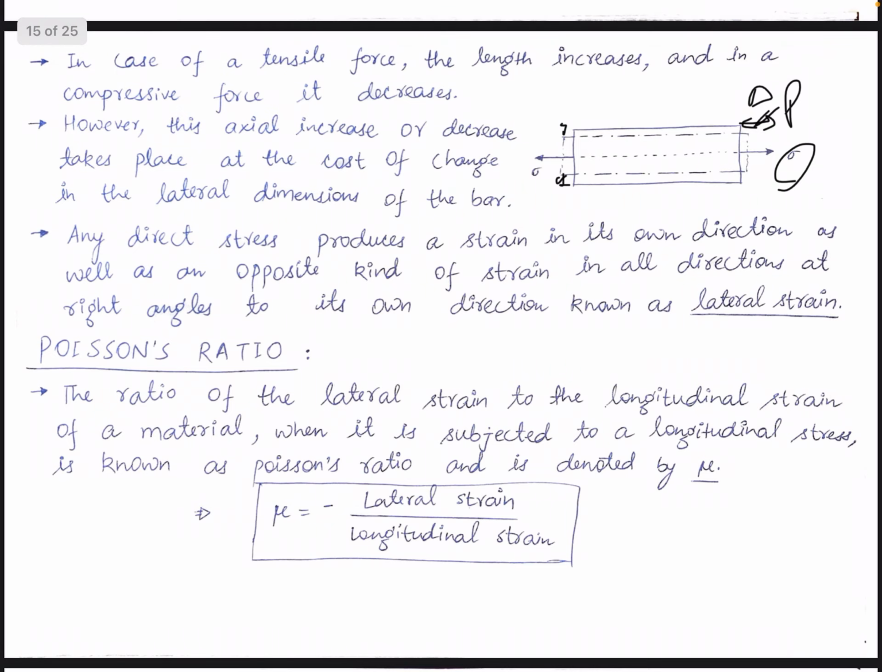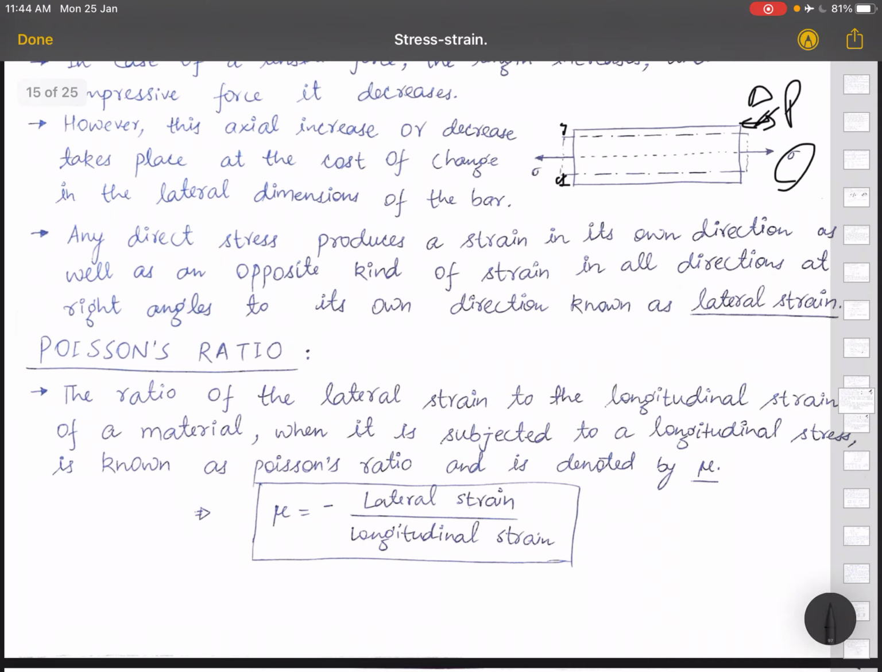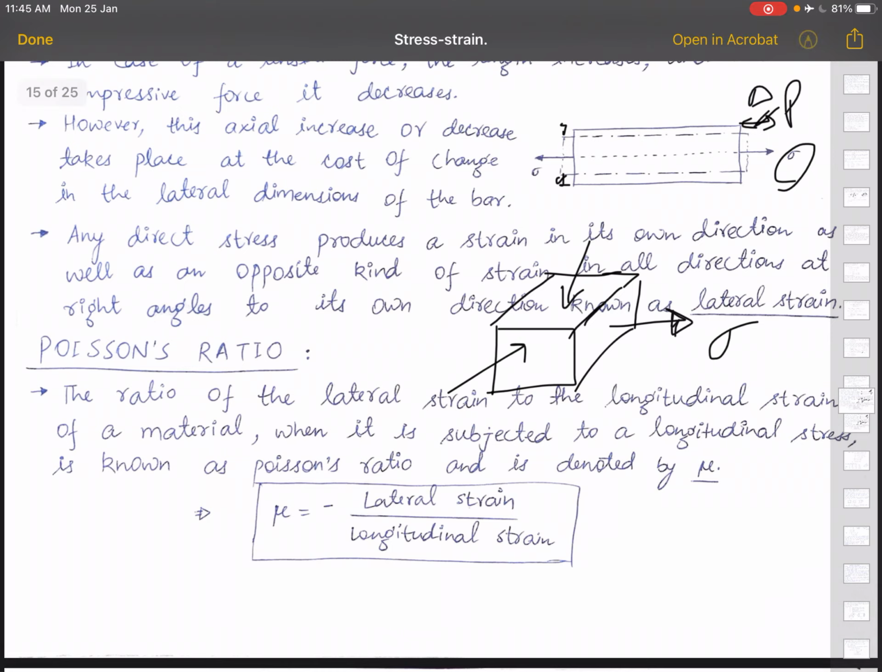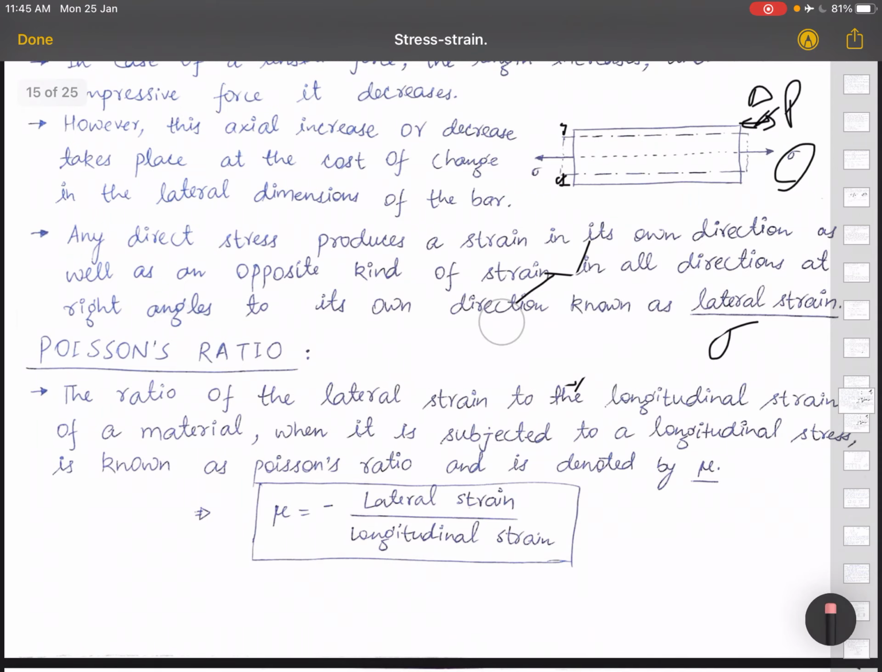Any direct stress produces a strain in its own direction as well as an opposite kind of strain in all other directions to its own, known as lateral strain. If this is a cube, and here it is sigma tensile, then in this direction it will produce a compressive strain. Clear? So this is what lateral strain is all about. Let me just clear this.